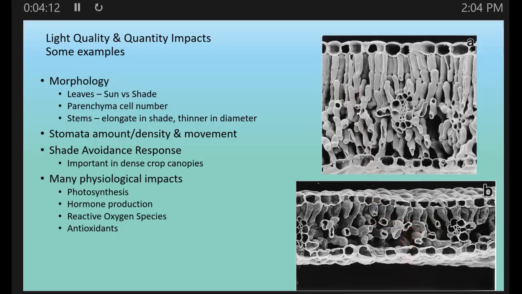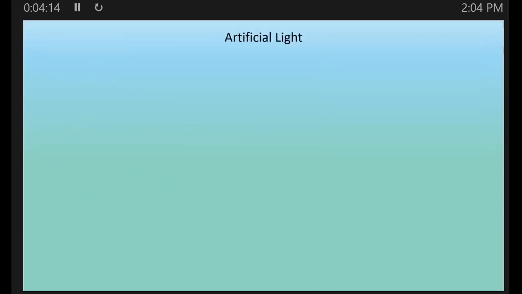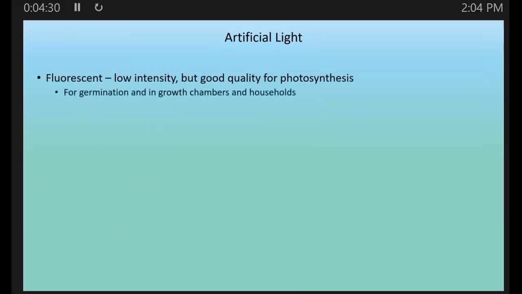Okay, so what if you grow plants indoors? There are some options on what kind of light you provide them besides solar. If you're totally indoors where you're not in a greenhouse, you really have to think about this. Fluorescent lights, which are found in most office buildings, for example, are low intensity, but they're okay for photosynthesis. That's why you can see plants in people's offices and they're surviving, they're doing fine. And so they're actually often used in growth chambers.